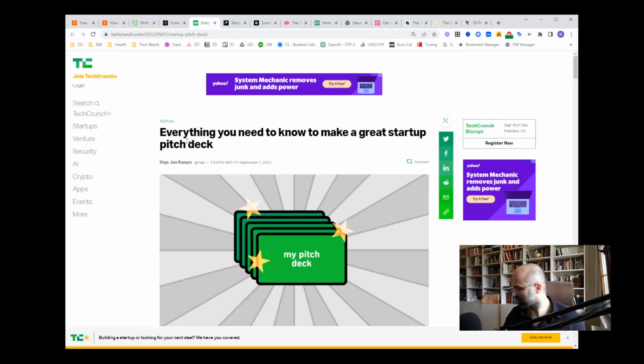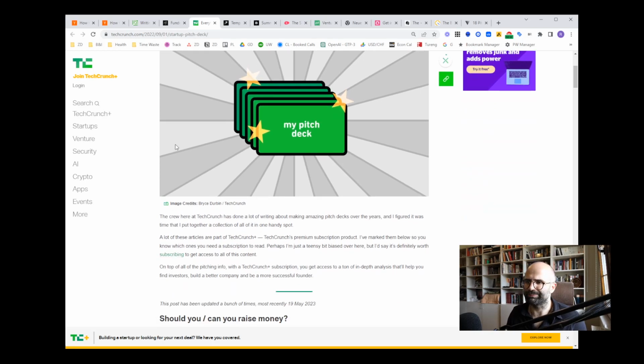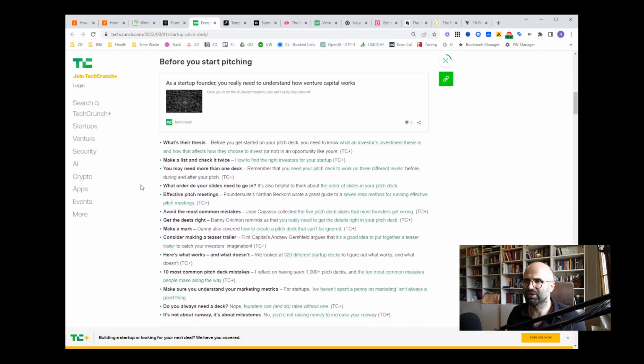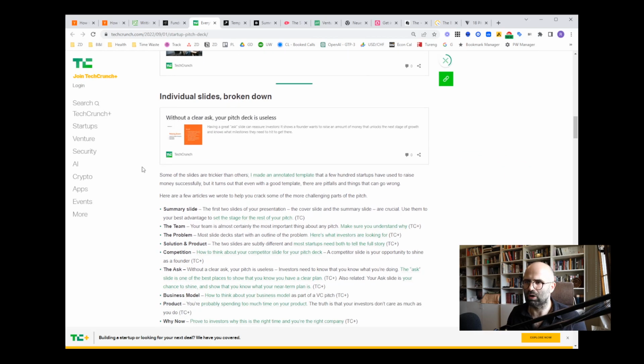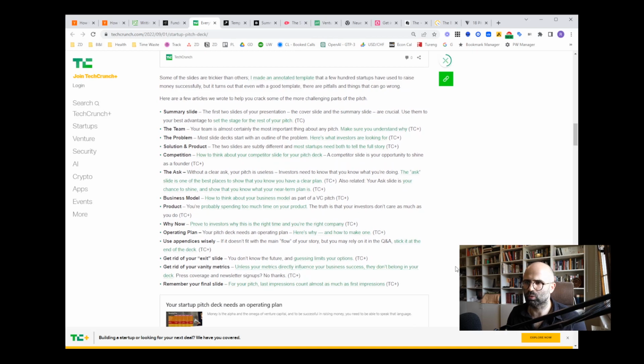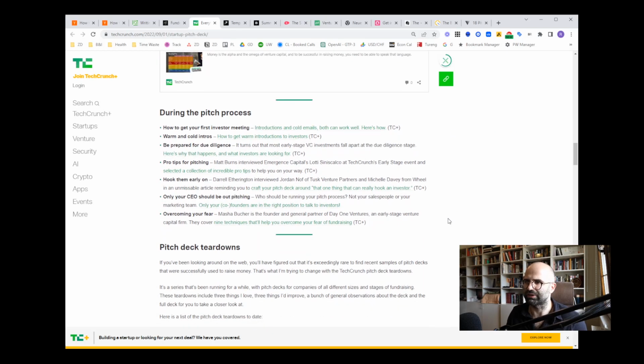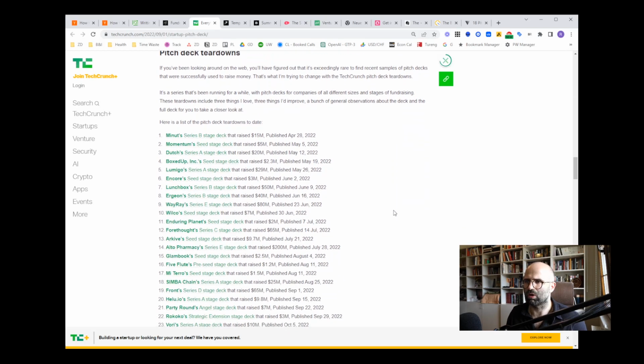In terms of TechCrunch, what you have here is a couple of instructions. What I find mostly useful is how they're breaking down the slides here. So that's another one that you can look at. Probably a little bit too detailed, like an operating plan. I'm not sure I need that. Personally, I also don't think most startups need a why now slide. The downside is that you, I think, need a subscription to TechCrunch Plus here, which is going to cost you money in order to access all of these resources. But overall, some helpful information.